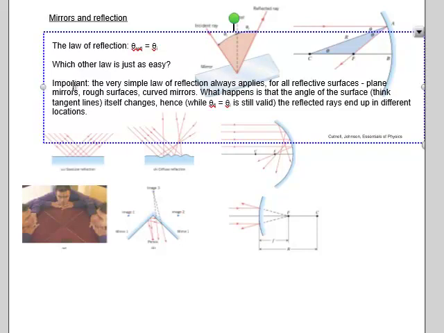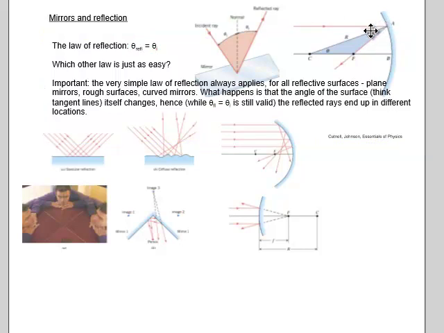And this is important. It doesn't matter what kind of reflection you're having, if you have a plane mirror, where this makes obvious sense right away, or if you have a curved surface. Notice the way the normal to the surface is in relation to the surface itself, that still the incoming angle is the same as the reflected angle.